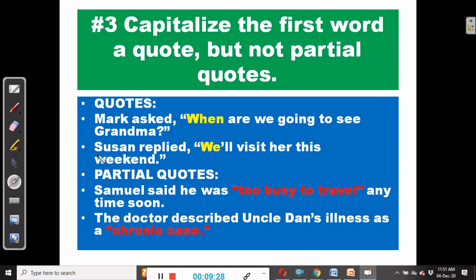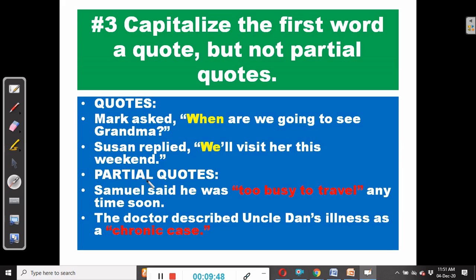Then the second example: Susan replied, "We will visit her this weekend." Again, this is a quote from Susan, and it begins with the word "we," which is capitalized here.